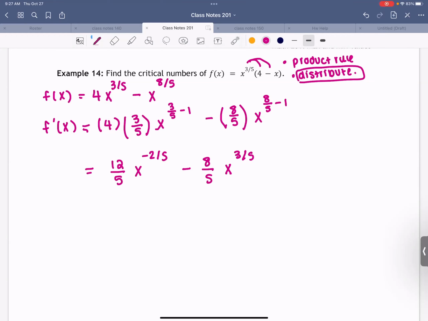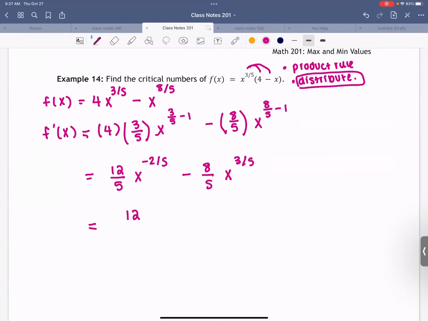Fractions are very helpful when we deal with critical values, and I'll show you why in a little bit. Okay, so I guess we need to write this in terms of fractions. How can I write x to the -2/5 in terms of a fraction? What does a negative exponent do? Raise it to the bottom, right? So this is essentially 12 over 5x to the 2/5, and then minus 8/5 x to the 3/5. Are we all good here?